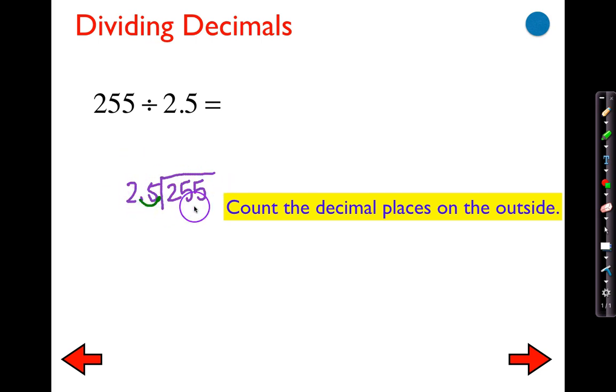So you're going to do the same thing here. However, I don't notice a decimal point anywhere here. So again, I'm going to think of money. This is 255. How would I write $255 with a decimal? Well, I would write it like this, right? So I'm going to go ahead and put my decimal point at the very end. I moved it once here, so I'm going to do the same thing here. Next thing I'm going to do is bring my decimal straight up and start dividing.